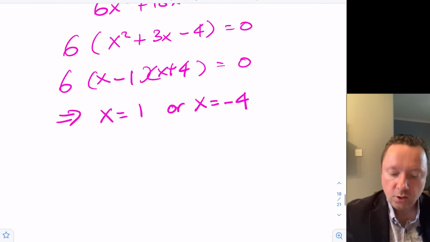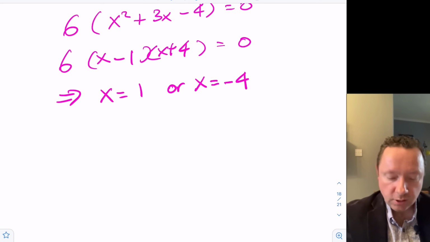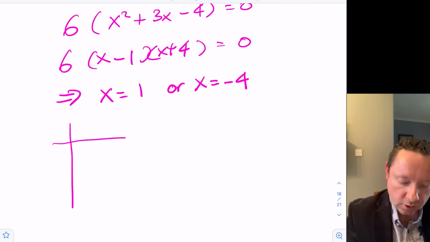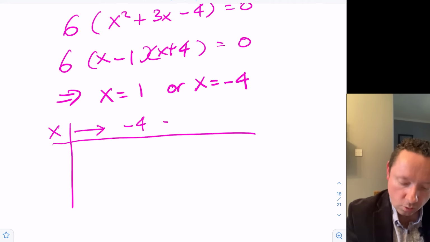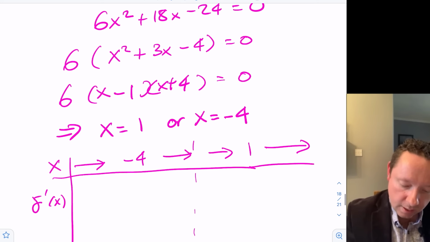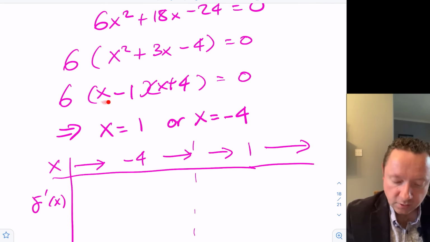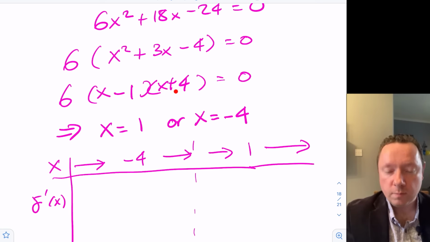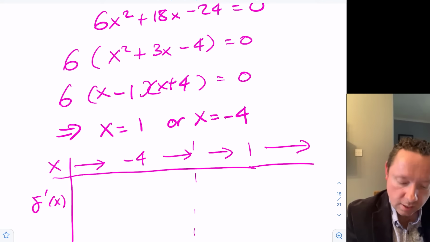So then there's two ways to go now. I'll give you both options. I'll use the nature table. If you're using a nature table, you'll go along to minus 4, along, and then along to 1, and then along. And then you're just going to examine the derivative. So looking at our derivative, a number before minus 4, let's try minus 5. Minus 5 minus 1 is minus 6. And minus 5 plus 4 is minus 1. A minus times a minus is a plus. So it's positive there. It's 0 here.